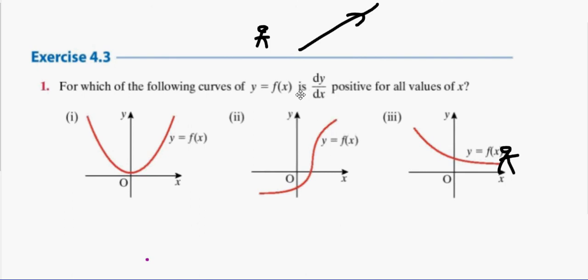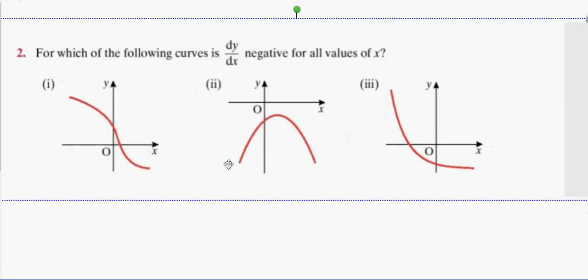The first derivative is positive because the slope is always positive because you're always going upwards, going left to right. Now, what about this one? Which one is it always negative in?